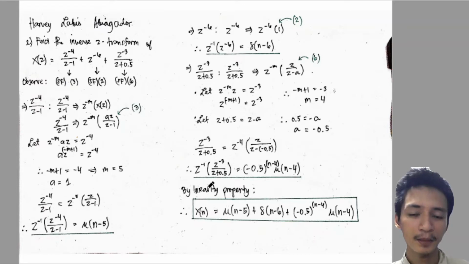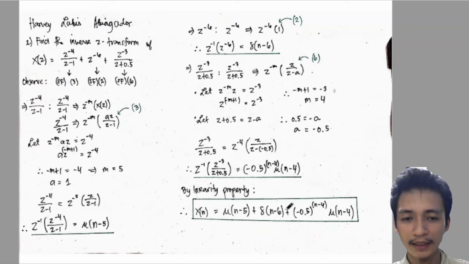So by the linearity property, we just add those individual inverse z transforms, and we get as the final answer x of n equals u of n minus 5 plus the Dirac of n minus 6 plus negative 0.5 raised to the power of n minus 4 u of n minus 4.